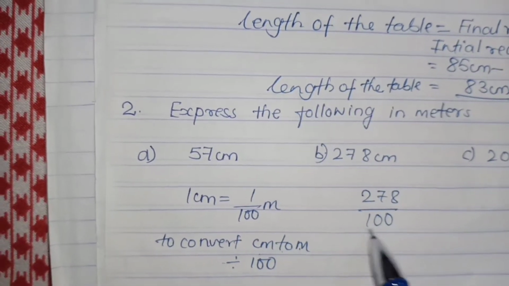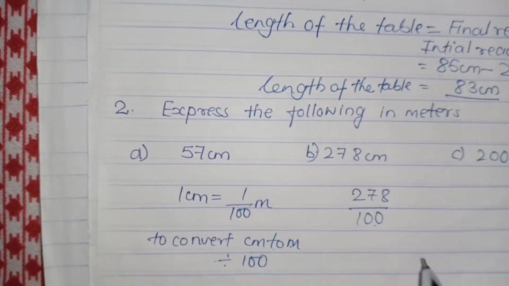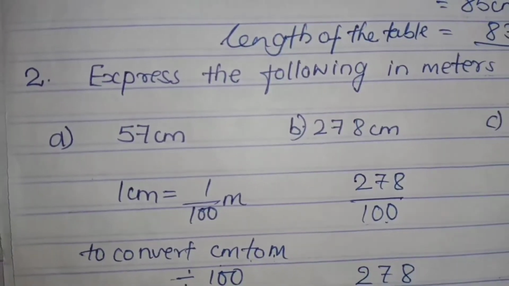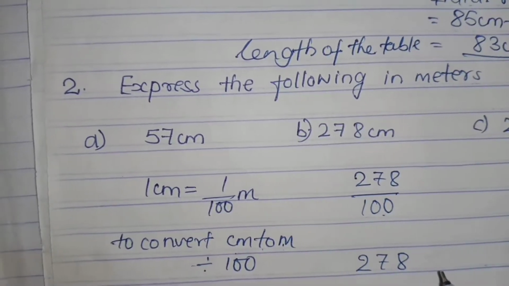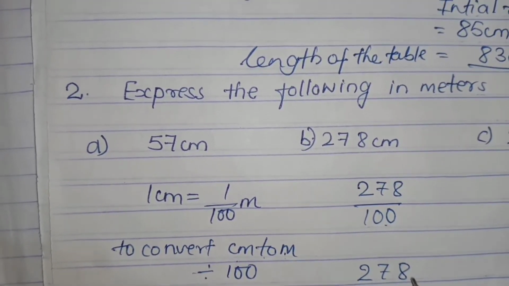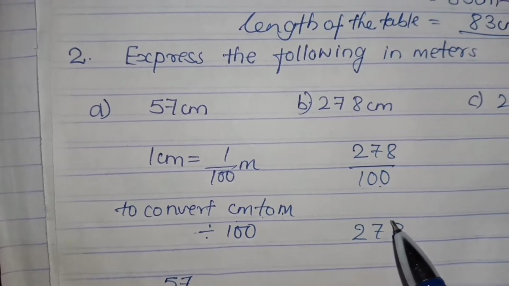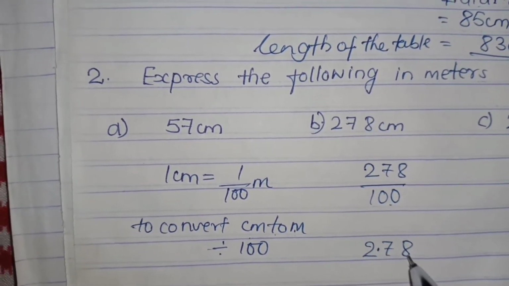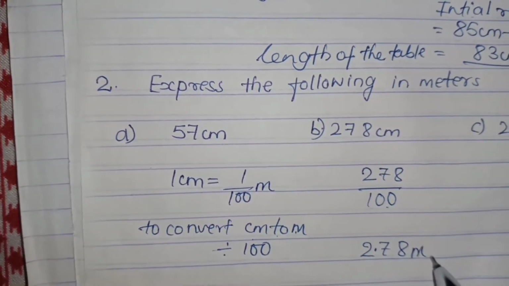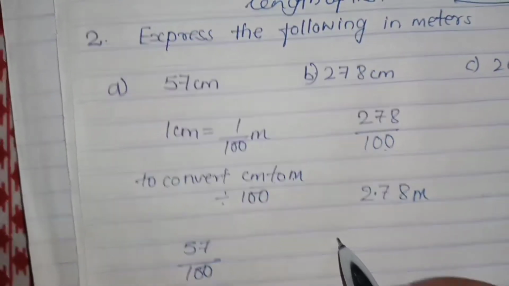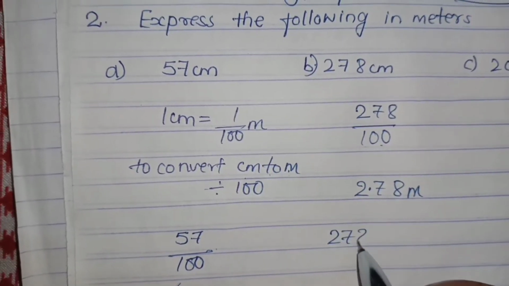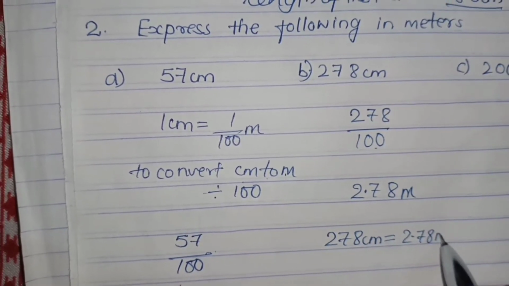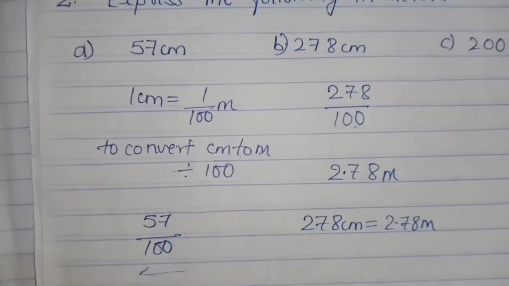We have to divide by 100, so now we will remove this 100 by placing the decimal. Copy the number 278. Now in 100, how many zeros are there? Two zeros. So we'll take two jumps, starting from here, 1, 2. So it is 2.78 meters. So 278 centimeter is equal to 2.78 meters. Done this one also.